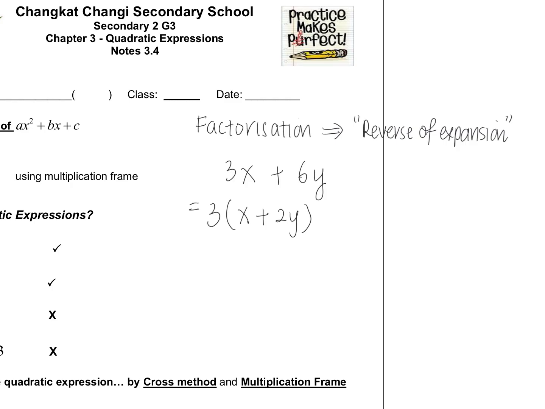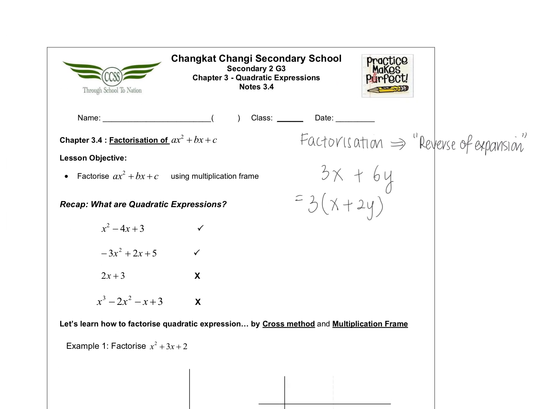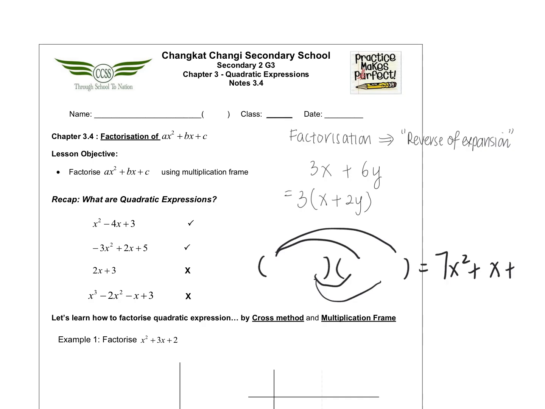Okay? But what if I have a quadratic now? Like this kind. How do I factorize it back into the 2 brackets? Because I do my rainbow and then I get my 3 terms: something squared plus something x plus something number. But how do I do the opposite? It looks very complicated.